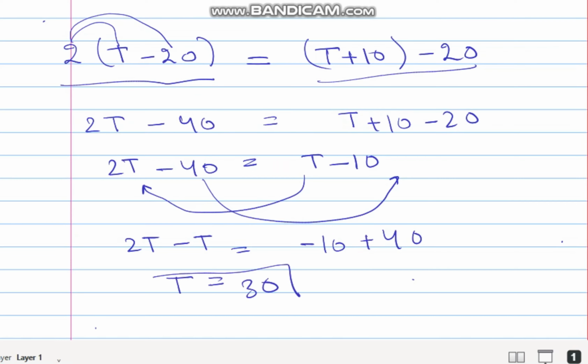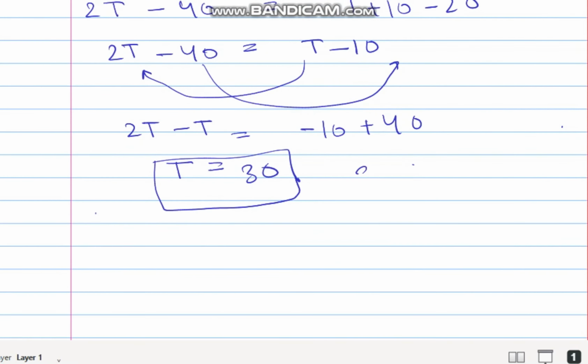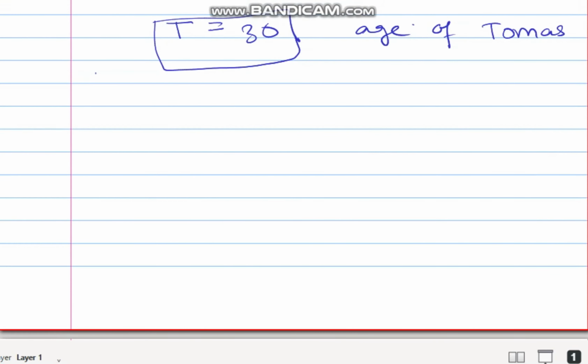So what is t? The t is basically the age of Thomas. So we found the age of Thomas. Let me write here age of Thomas. But the question is, what is the age of Terry? Now, Knight will tell us what is the age of Terry, if we know the age of Thomas.